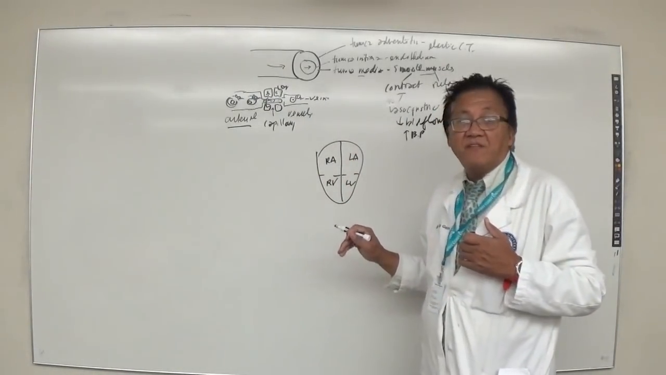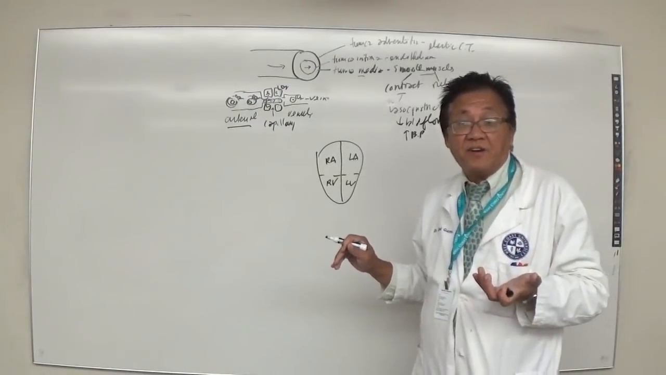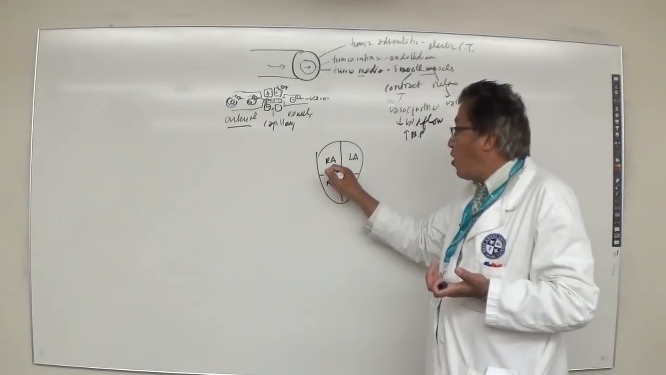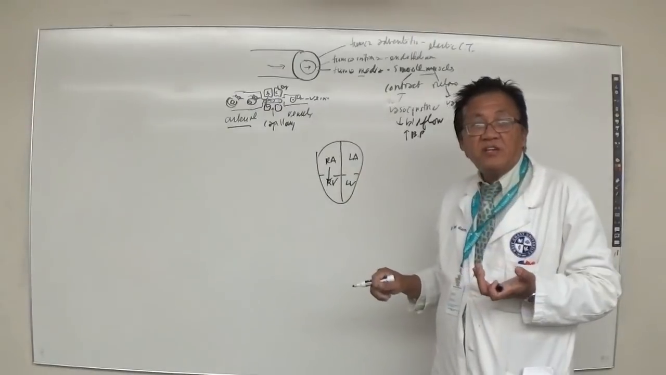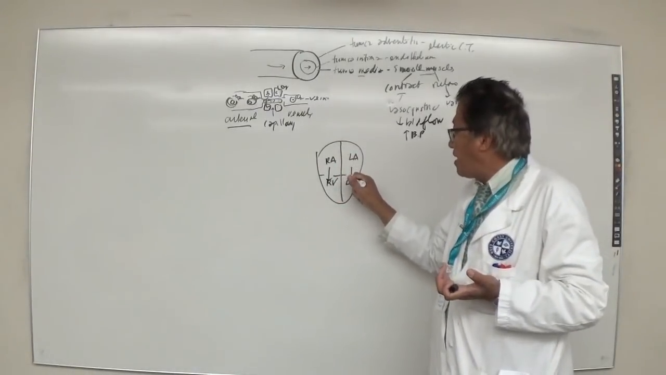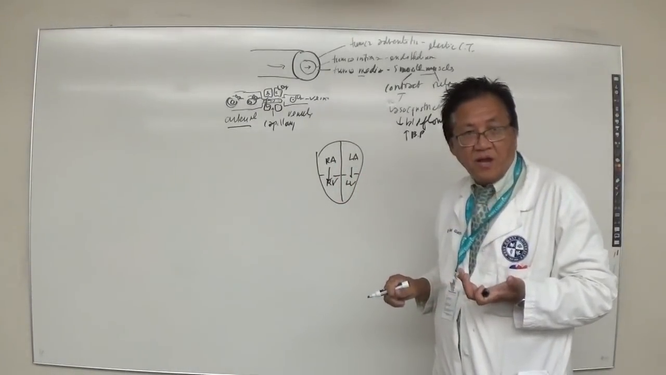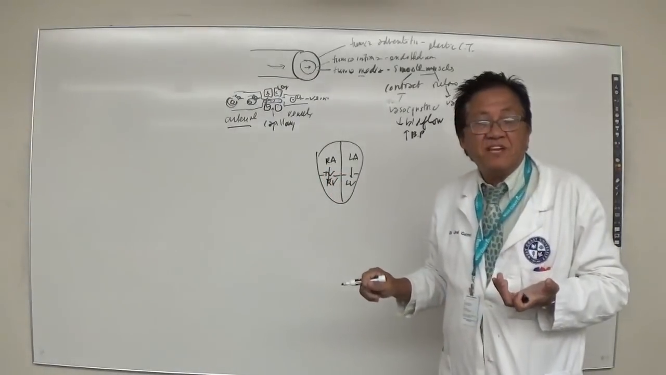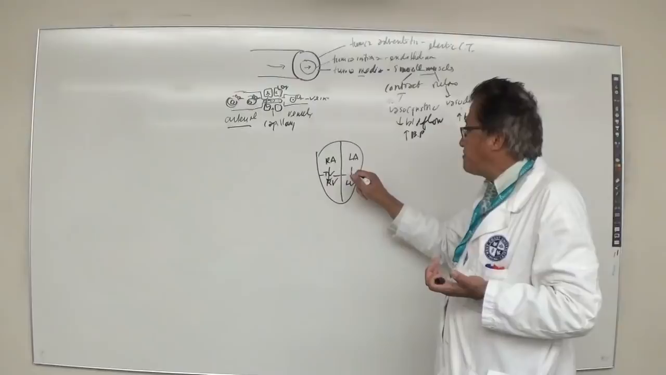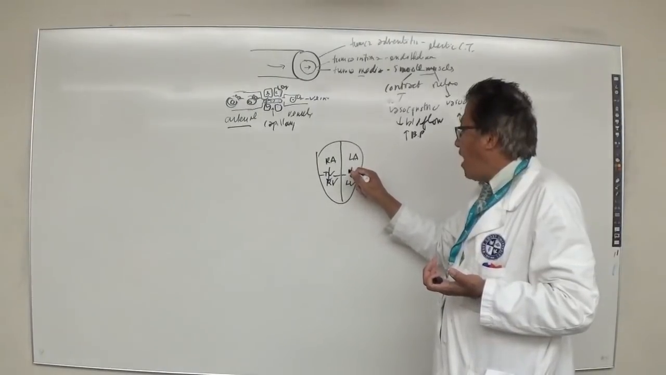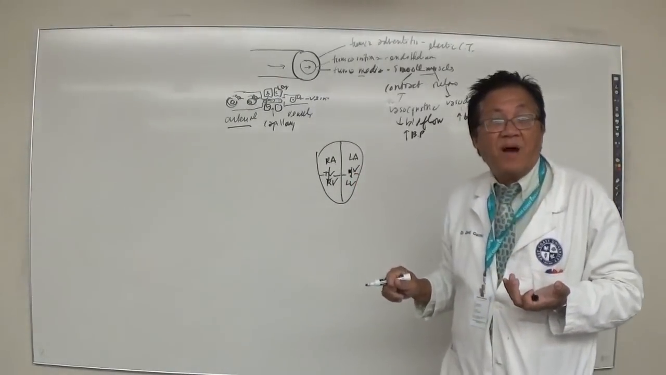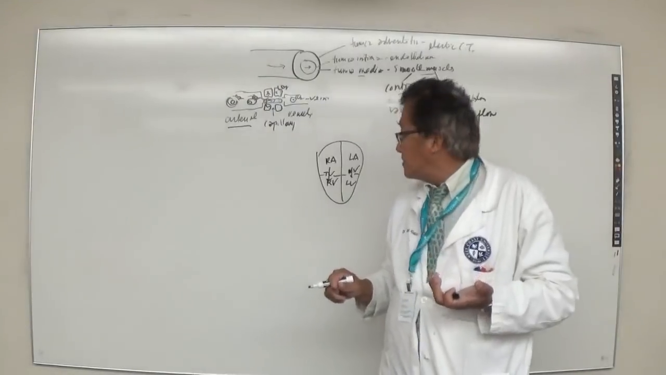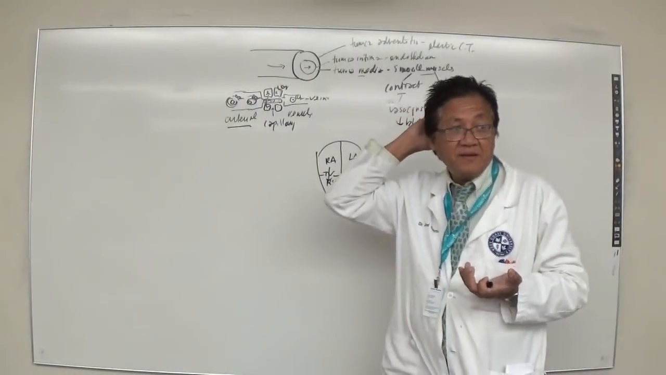What is the name of the valve? What are valves? They are found in the heart, right? They allow the blood to flow in one direction and prevent what? Backflow. Do you understand? The valve here is called the tricuspid valve. What about on the left side? Mitral valve or bicuspid valve. Are you following me? Okay?